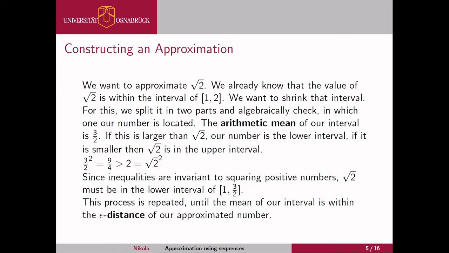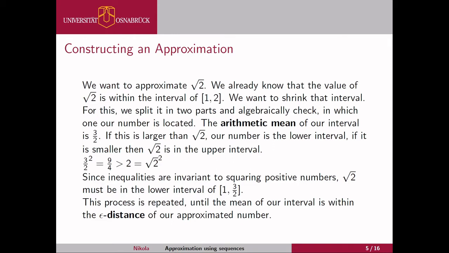And 9 over 4 is larger than 2. This means that 3 over 2 is larger than root 2. Okay, what does this mean? This means that root 2 has to be in the lower interval, since it is smaller than our mean. So now we discard the upper interval, and we're left with the interval of 1 and 3 over 2. And basically, that's it. Like, this is full stop, and now start at step 2 again.